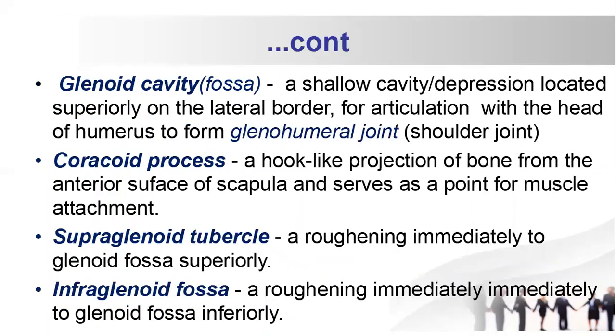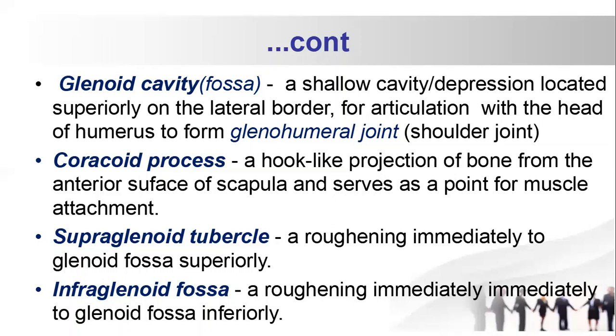We have the glenoid cavity or the glenoid fossa. This is a shallow cavity or depression located superiorly on the lateral border for articulation with the head of humerus to form glenohumeral joint, or as well known as the shoulder joint. So the glenoid cavity or the glenoid fossa is a shallow cavity that forms a glenohumeral joint when it articulates with the head of humerus.